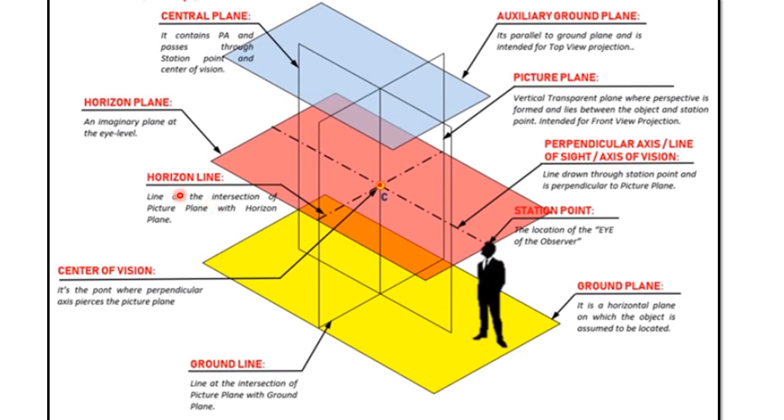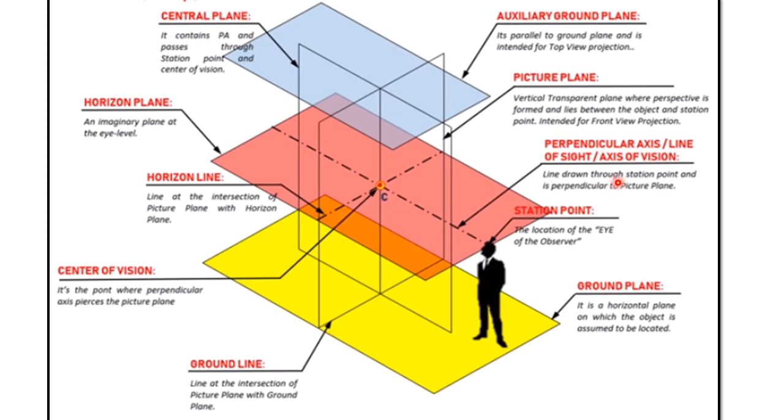The second one is horizon line. It's denoted with the HL. This is the line of intersection of the horizon plane and the picture plane. The front view of the station point is always located in the horizon line. Always located in the horizon line.